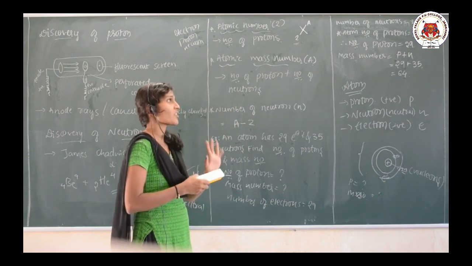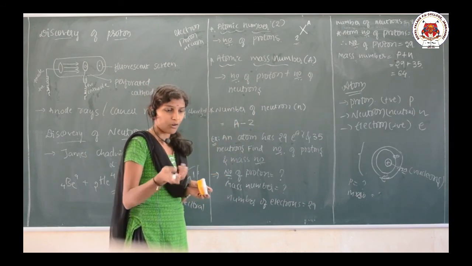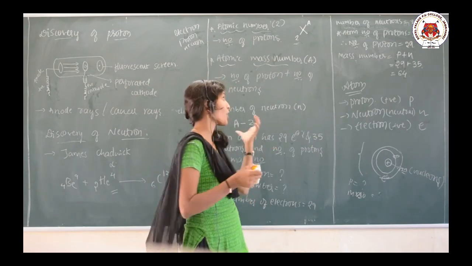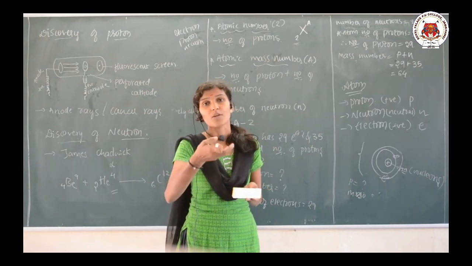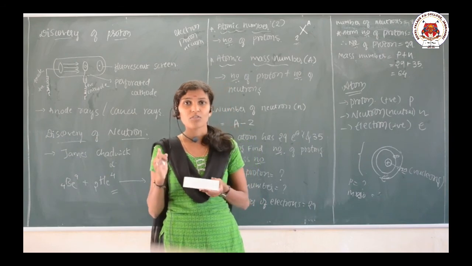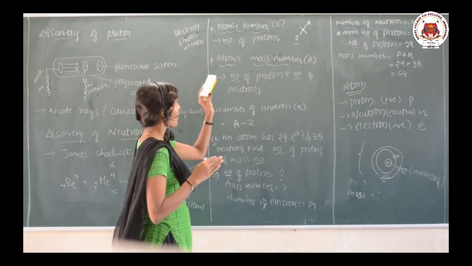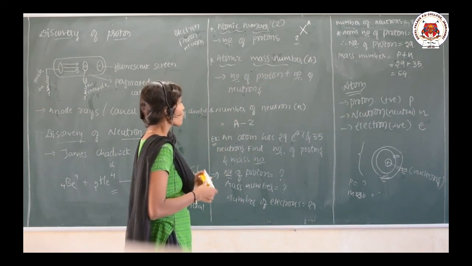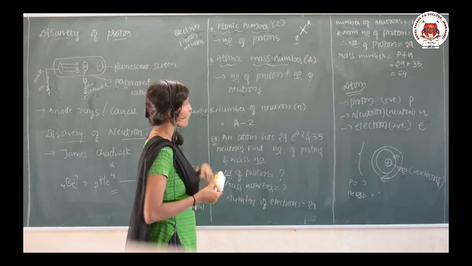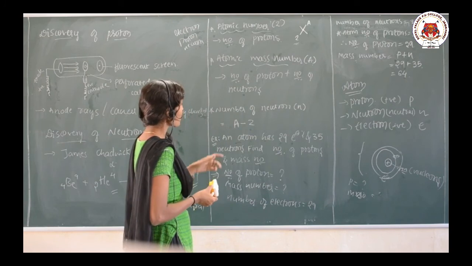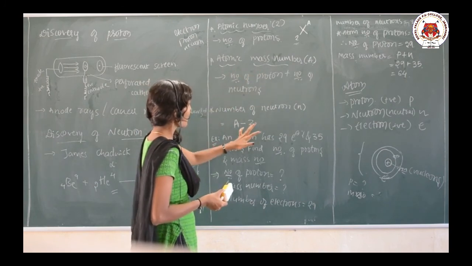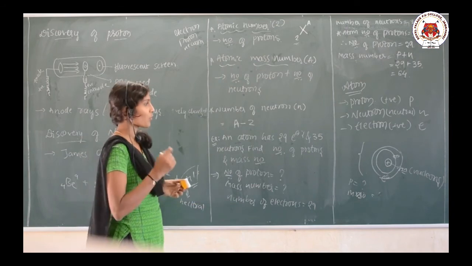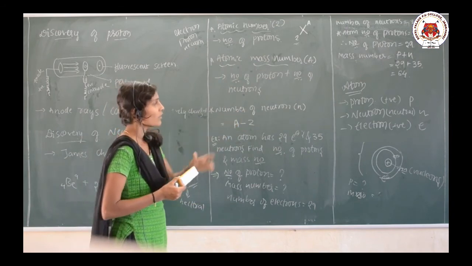So this is the basic thing which you need to know, or else while writing the electronic configuration, you need to know the atomic number. What is the atomic number? Atomic number is nothing but the number of electrons or number of protons, and the mass number is nothing but the sum of the proton and neutron. So in order to find the number of neutrons, you have to subtract, that is atomic mass number minus the atomic number. So you are going to get the number of neutrons.